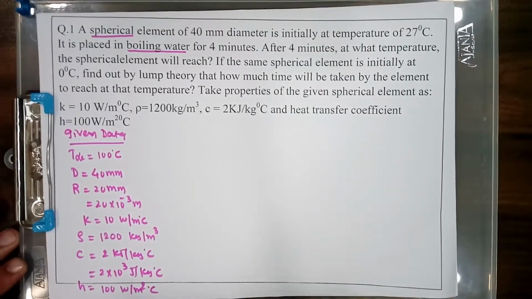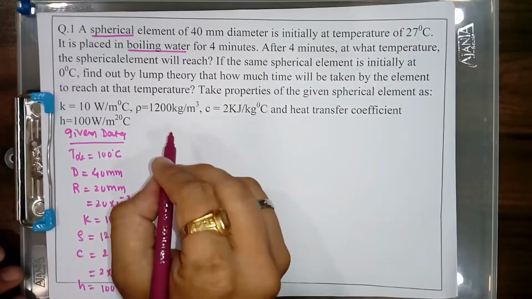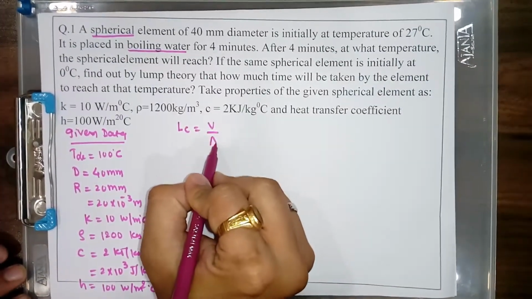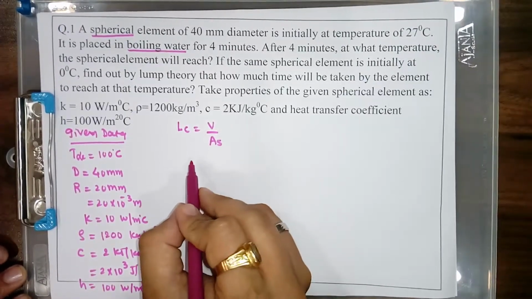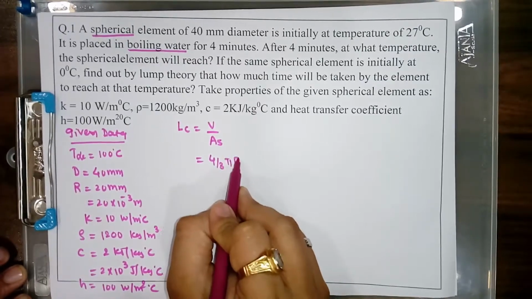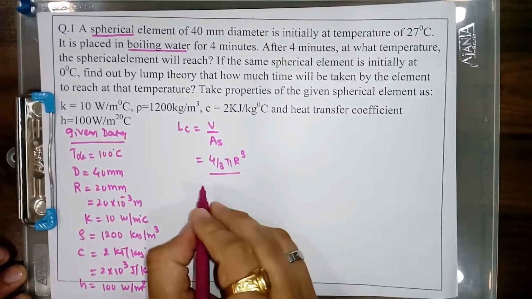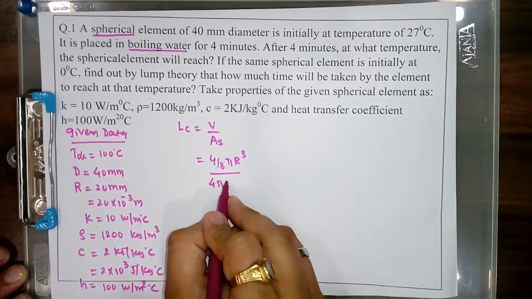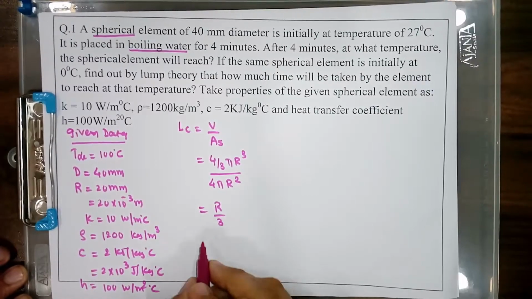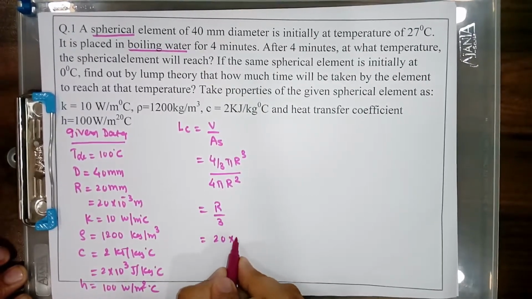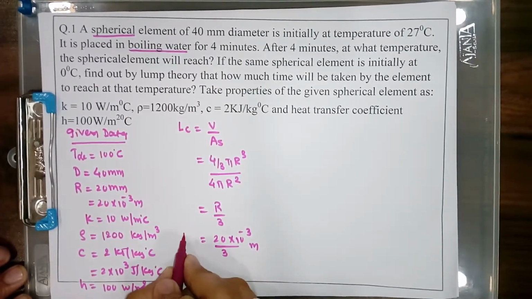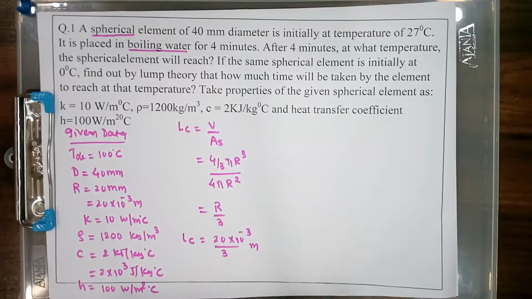So first of all, using the given geometry, we calculate the characteristic length. Characteristic length is equal to volume upon surface area. The volume of the sphere is 4 by 3 pi r cube divided by the surface area of the sphere, which is 4 pi r square. So the characteristic length we get is r by 3. So the radius is 20 into 10 to the power minus 3 divided by 3 meter. So this is our characteristic length.